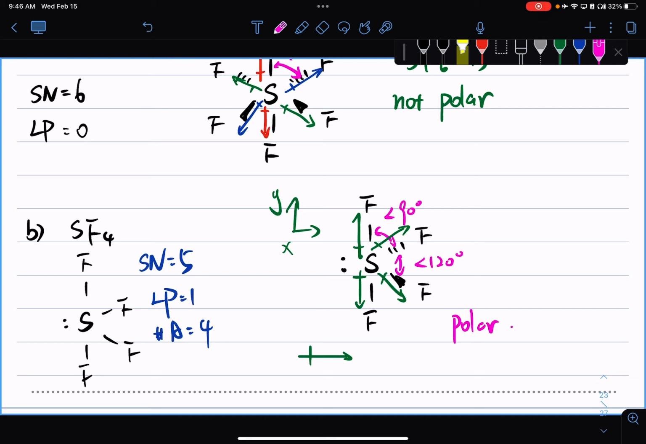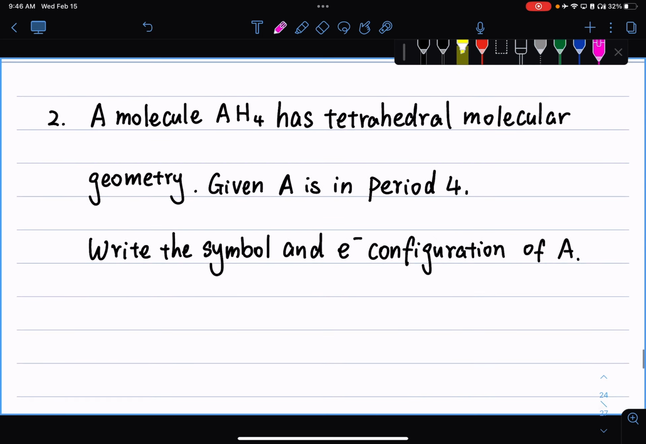I think I have time for one more example. I actually have 2 more examples in the lecture notes, so you can work on the last one yourself. So, second example. Imagine a hypothetical molecule, AH4. It has a tetrahedral molecular geometry. And also, I'm telling you this element A is in period 4. Can you write the symbol of this element A and the electron configuration of A? This is more of a reverse problem. You're using the similar concepts we covered, but from a different perspective.